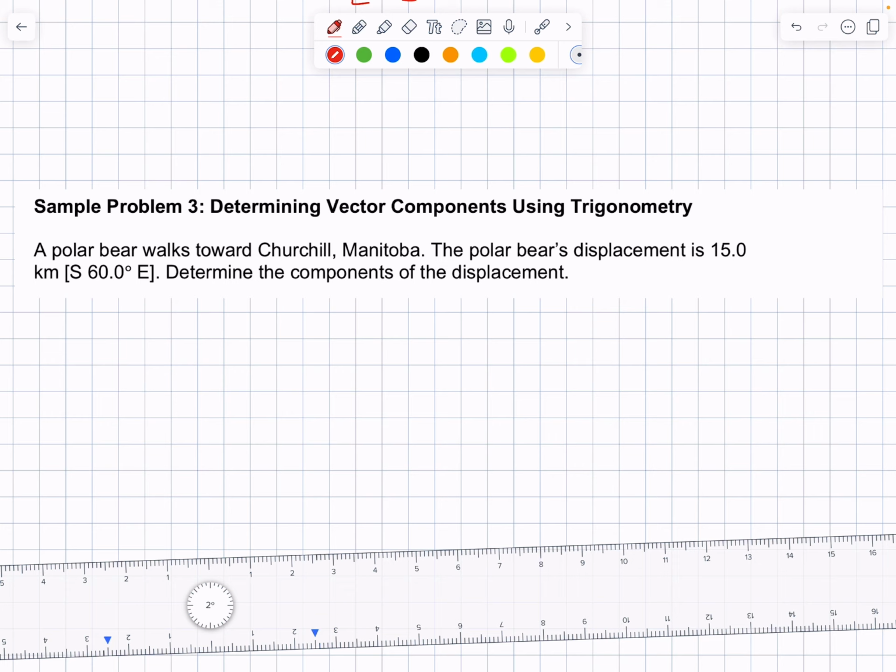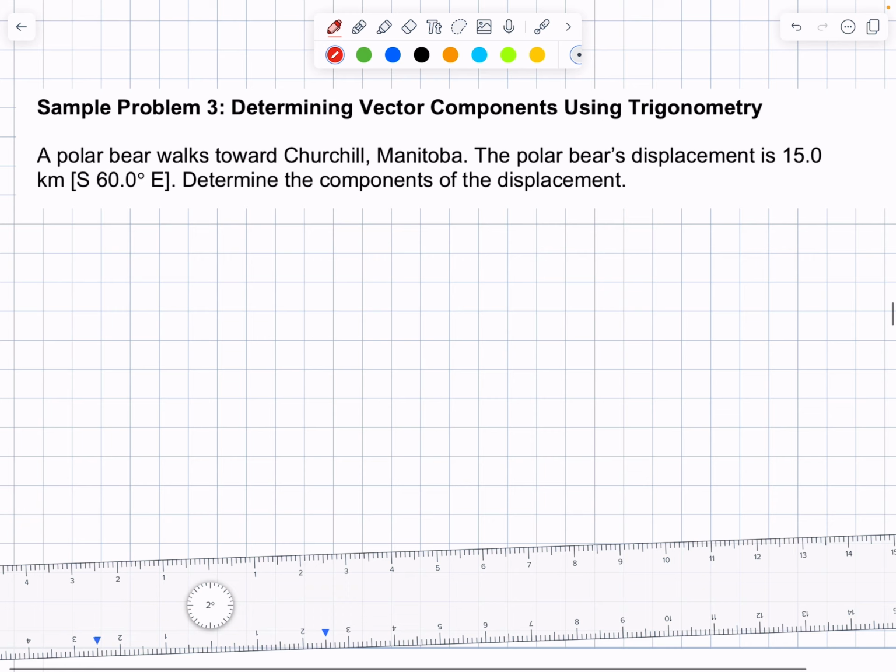I want to talk about the concept of component vectors. And we'll start with an example. A polar bear walks towards Churchill, Manitoba. The polar bear's displacement is 15 kilometers, 60 degrees east of south. Determine the components of this displacement.